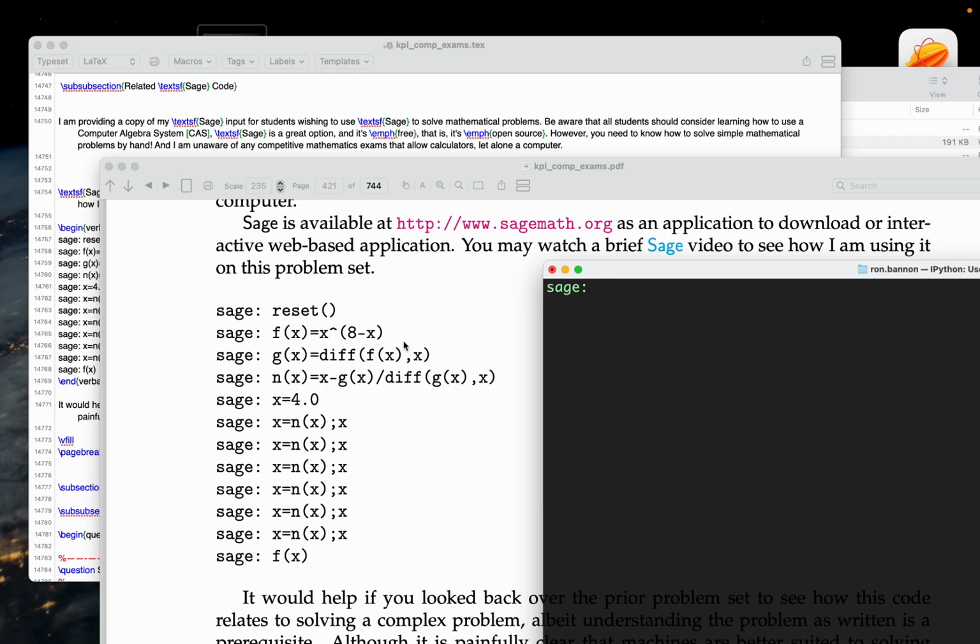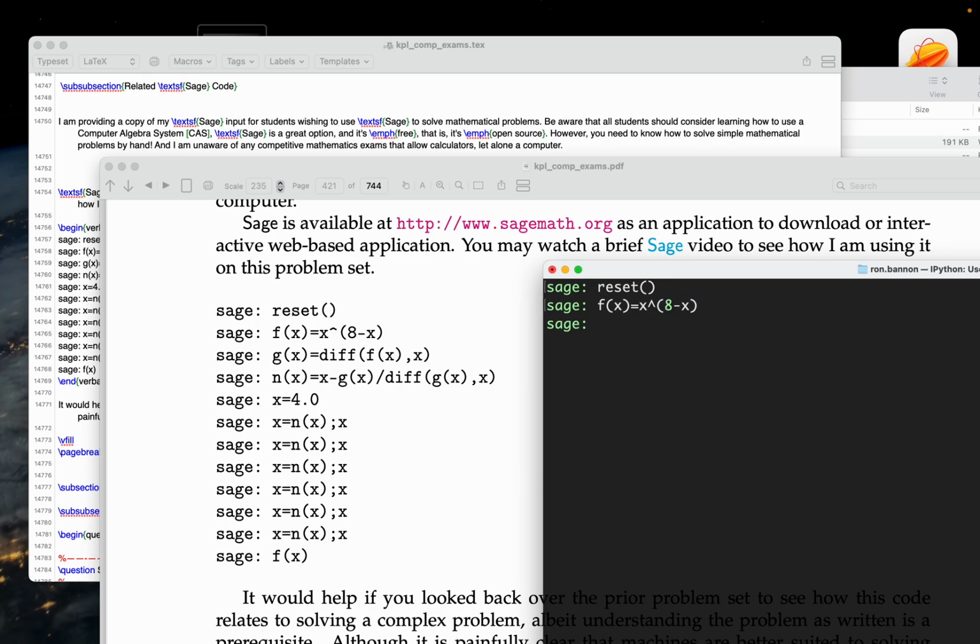Again, look over the problem set. This particular code's Newton's method applies to a problem in the problem set. But just type it in, reset. f of x equals x raised to the power 8 minus x.